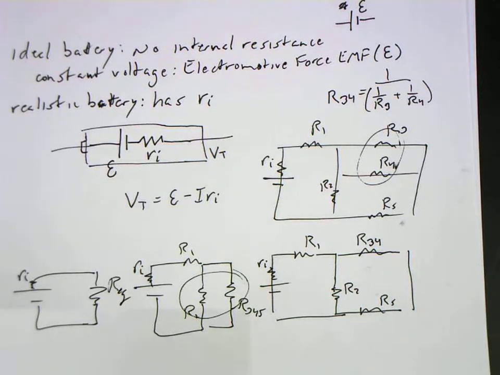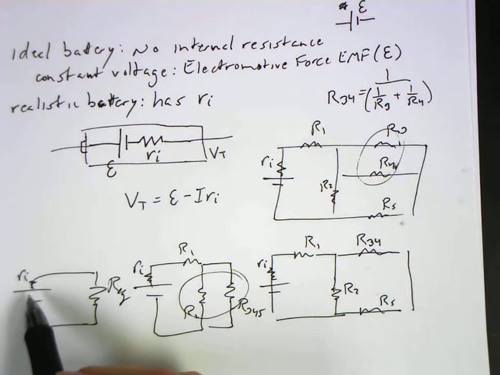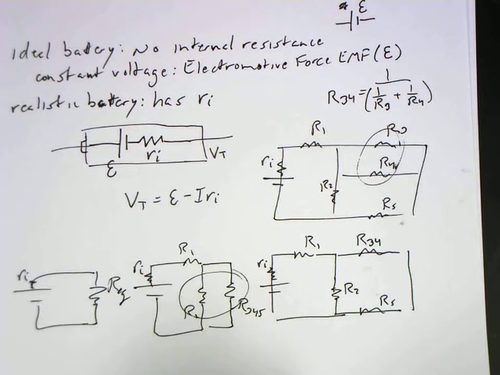Okay, that's really, guys, all you got to do is put your R internal right next to the battery, and then it's in series with everybody, because every ounce of current has to go through that internal resistor. Okay.